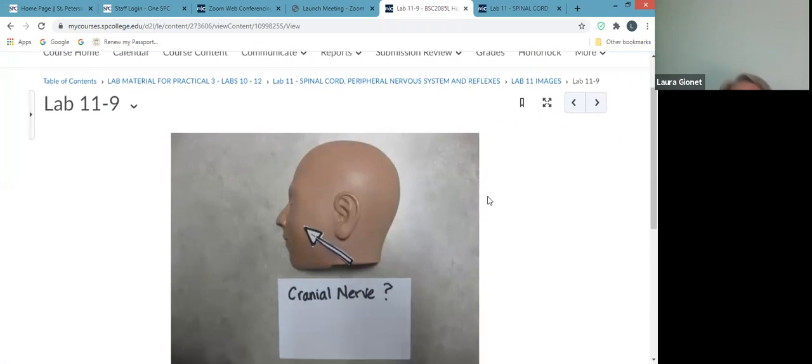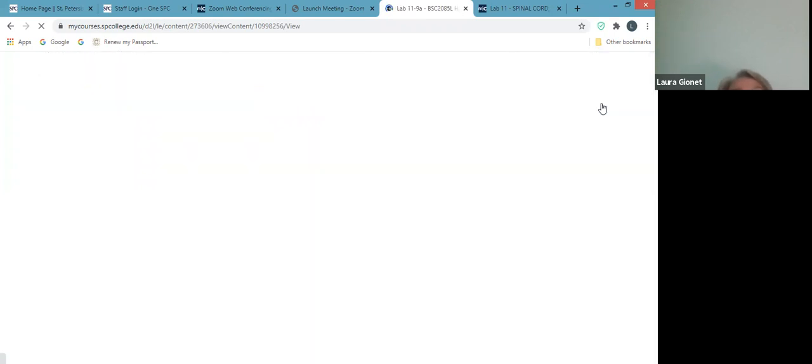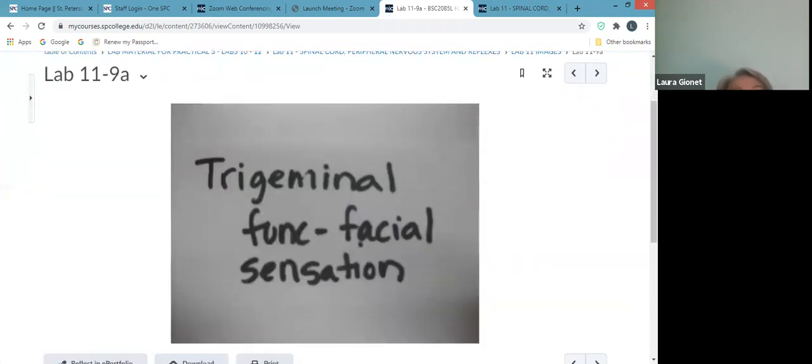Okay. Here, pointing to the skin of the face. What cranial nerve? Well, the skin of the face would be sensation or facial sensation as a sensory function of the trigeminal nerve. Trigeminal facial sensation. That's its sensory function.